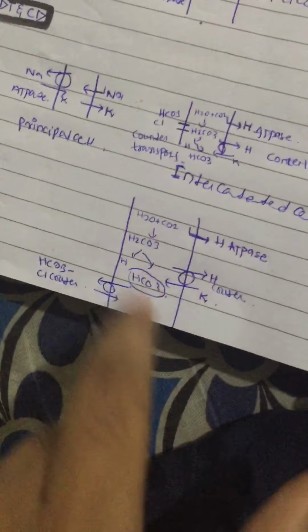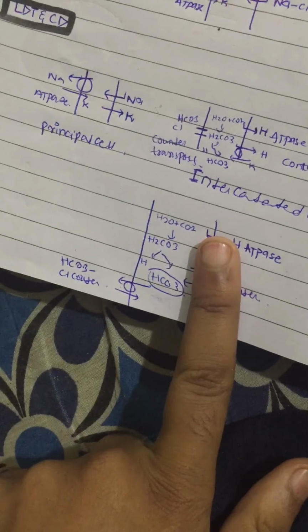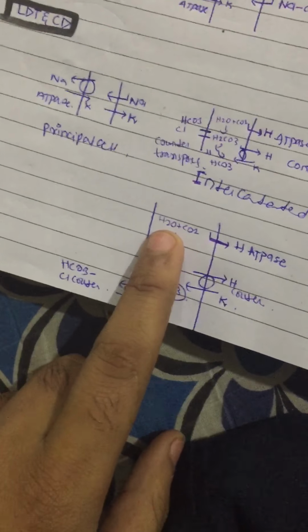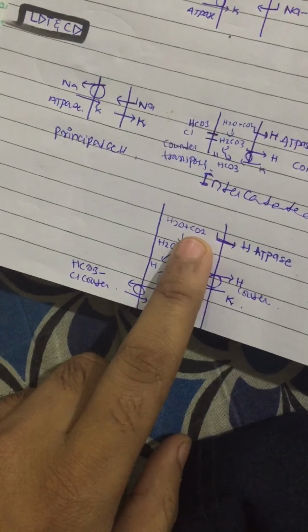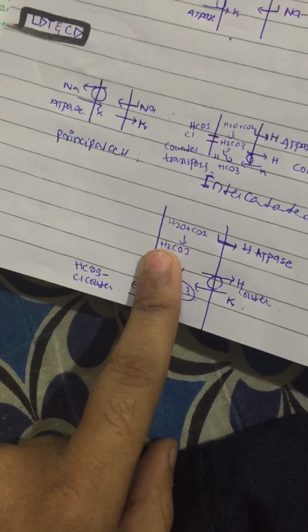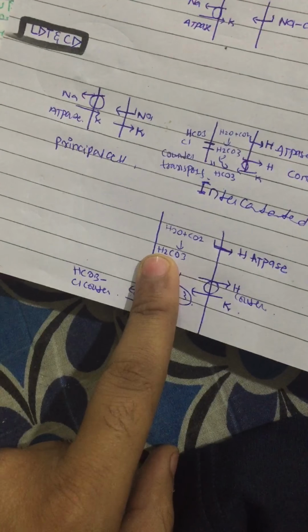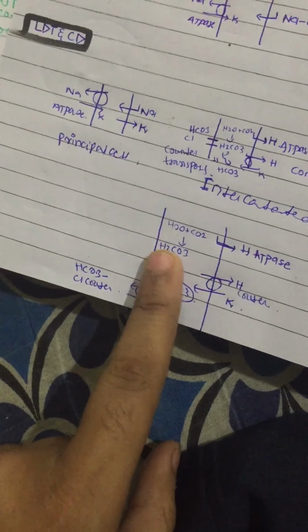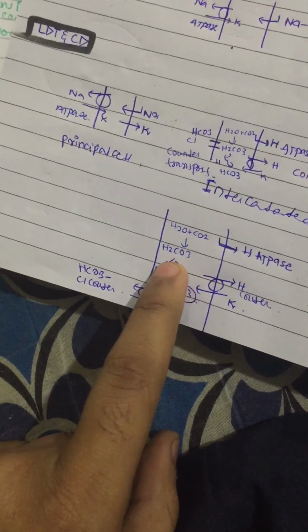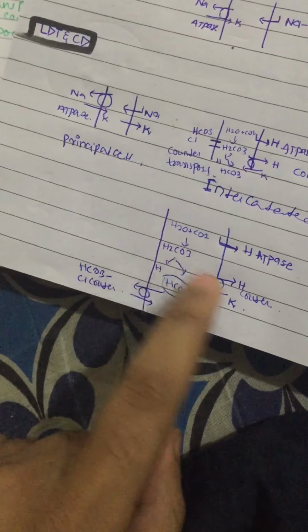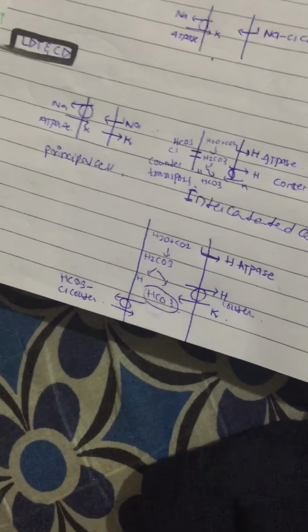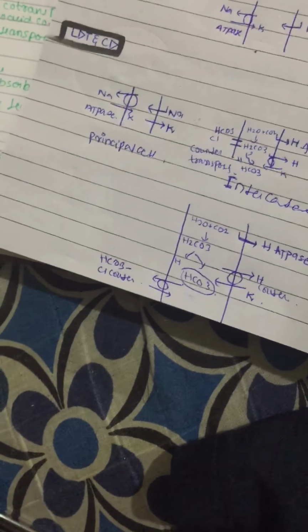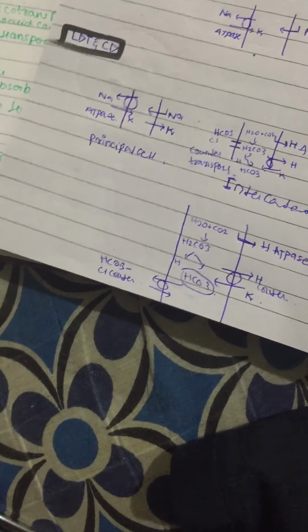Why? The reason behind this is, for example, this is the diagram of intercalated cell A. What happens in the cell is that the water and the carbon dioxide are going to combine together and form carbonic acid. The carbonic acid is going to break and form the hydrogen and bicarbonate. Now in acidosis, obviously, we have to excrete the hydrogen ion from the body.